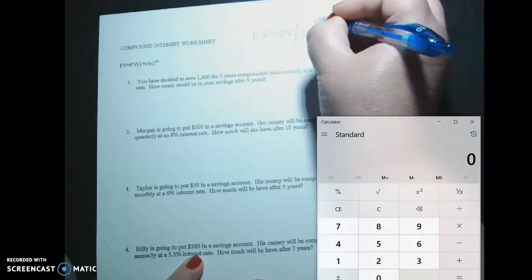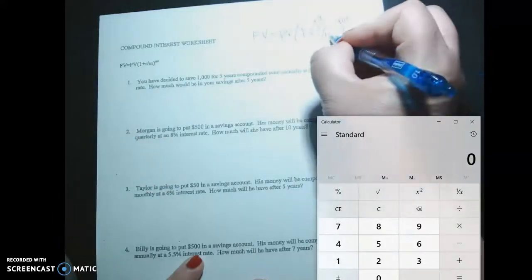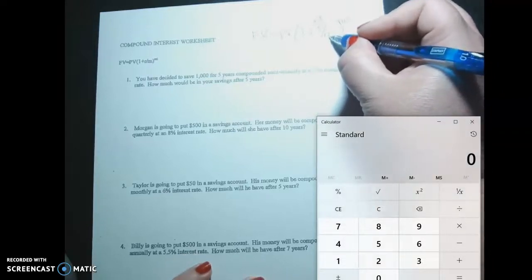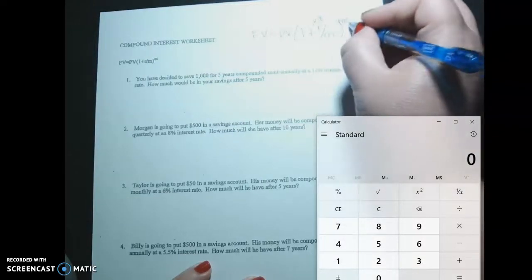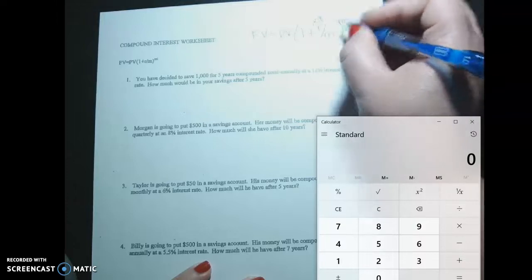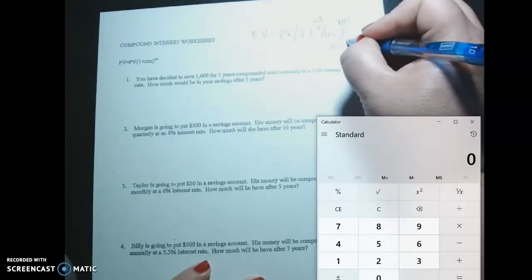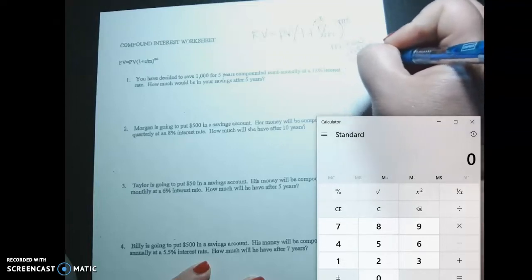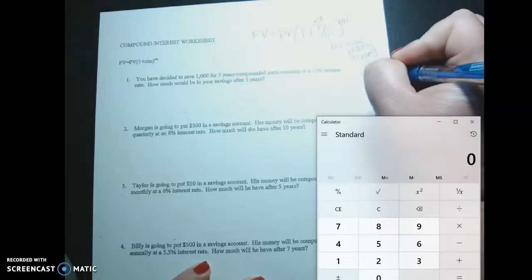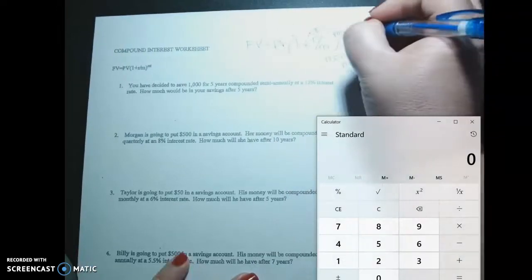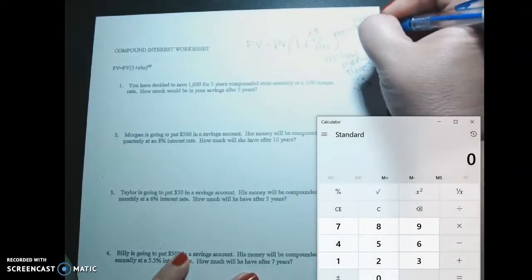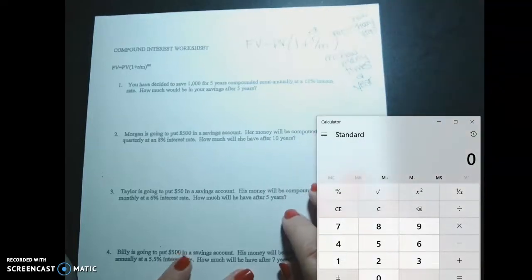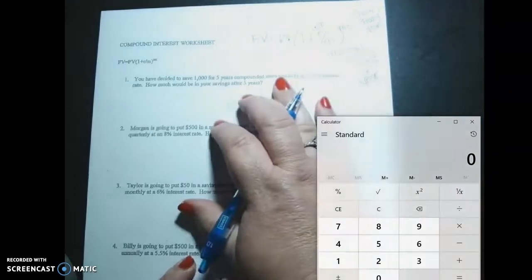The R is the rate. We always put it in decimal form. The M is how many times a year it's going to be compounded. And the T is for how long. The M is always a hard one. It's for how many times a year. And the T is how many years. So all we really have to do is plug information into our formula.